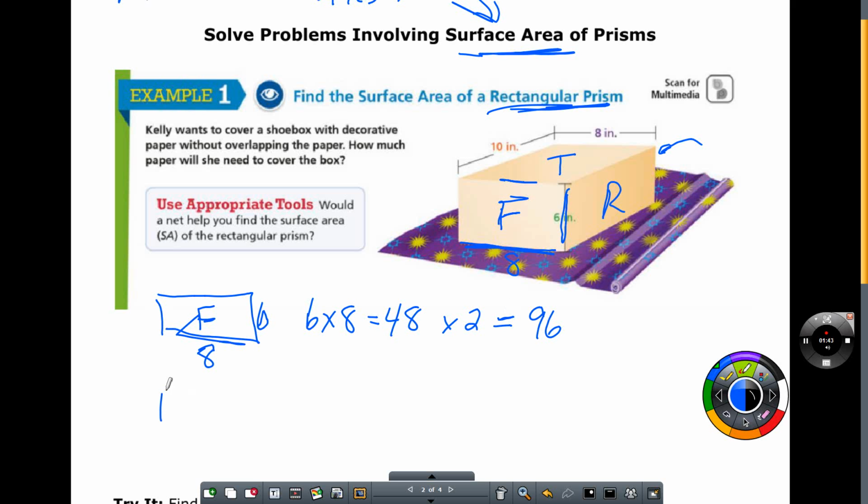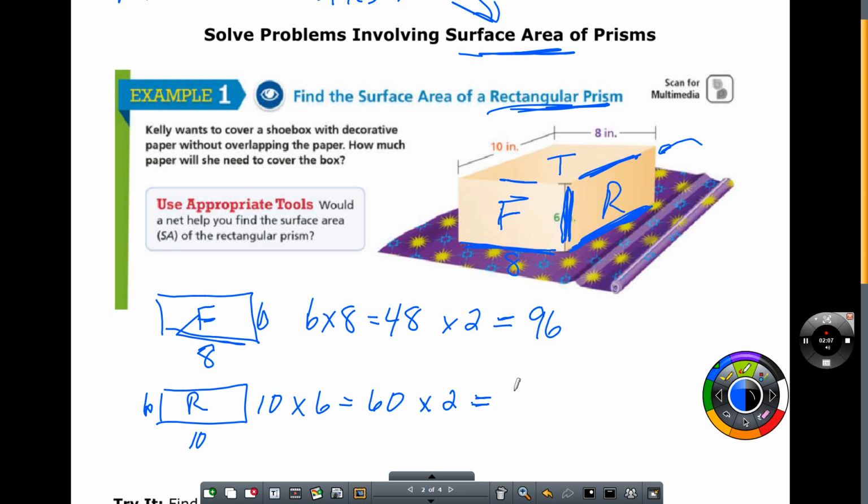Okay? Let's repeat it for the right side. The right side is over here. I need the length first. It's the bottom, this part here, which would be the same as this, which is the same as across from it. So that is 10. And I need the up and down here, which I already know is 6. To find the area of that, I'm going to take 10 times 6, which is 60. But I know the right side is the same as the left side. So I'm going to multiply that by 2. And we get 60 times 2 is 120.